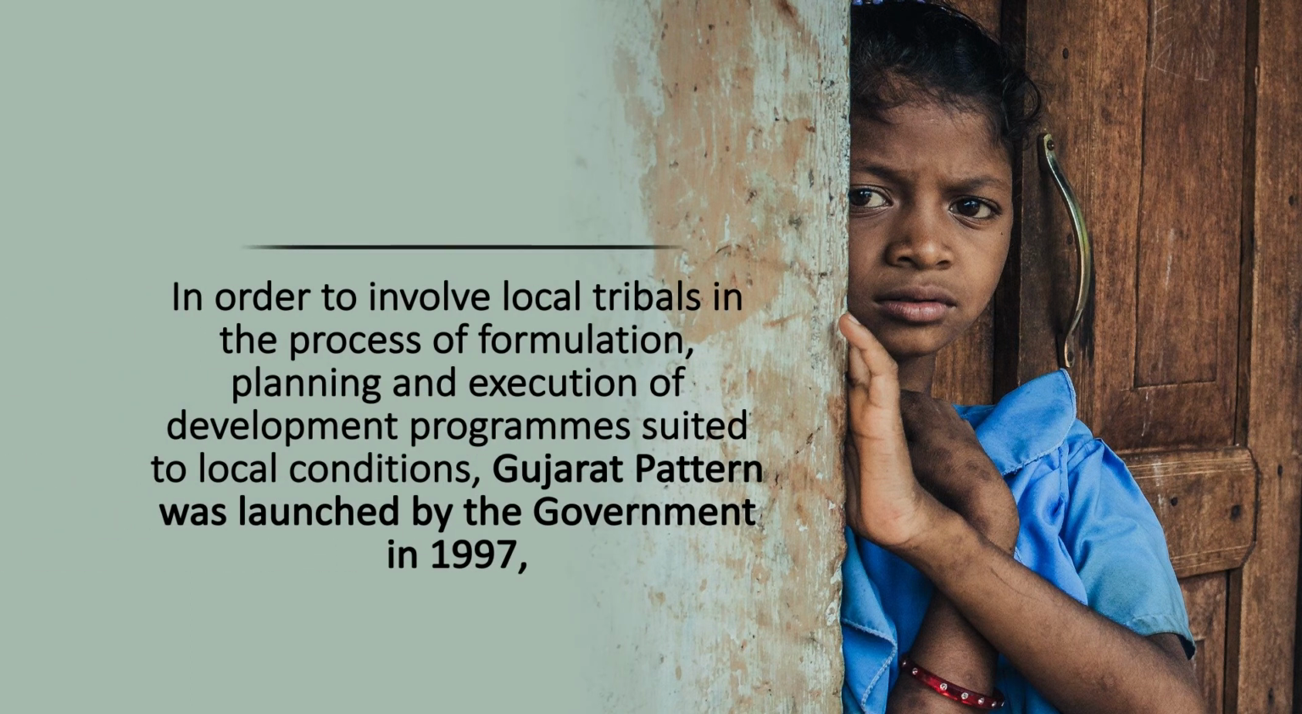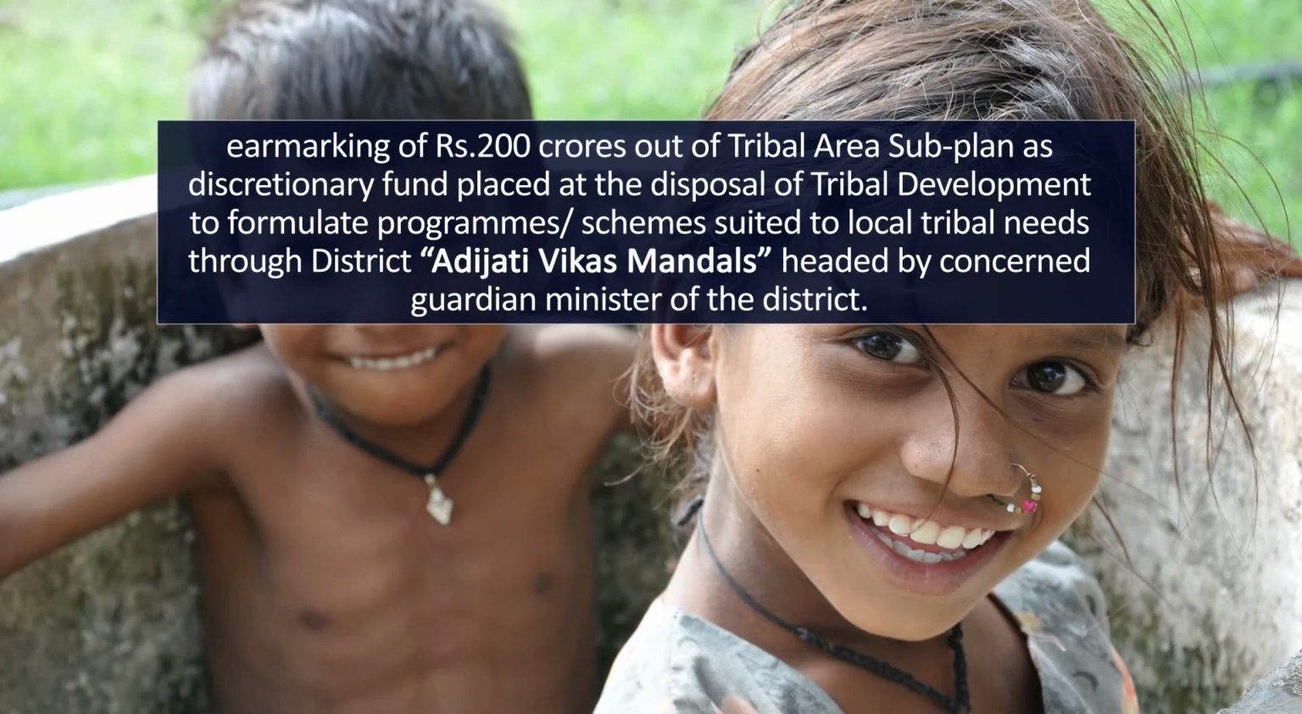In order to involve local tribals in the process of formulation, planning, and execution of development programs suited to local conditions, the Gujarat Pattern was launched by the government in 1997, earmarking rupees 200 crores out of the tribal area subplan as a discretionary fund placed at the disposal of tribal development to formulate programs and schemes suited to local tribal needs through district Adijati Vikas Mandals headed by the concerned guardian minister of the district.